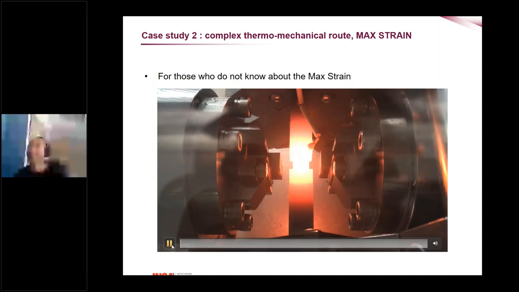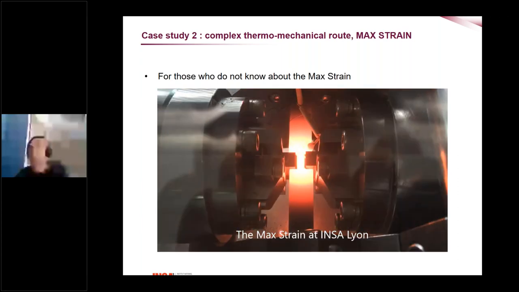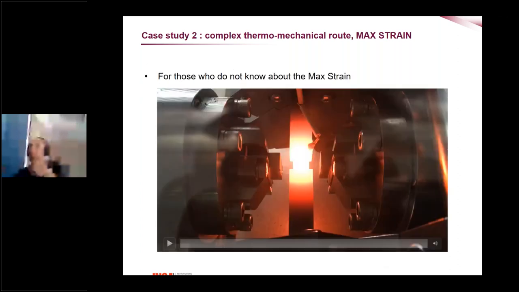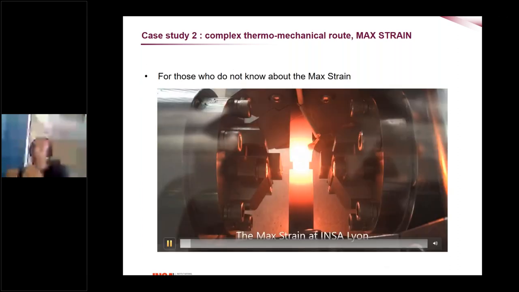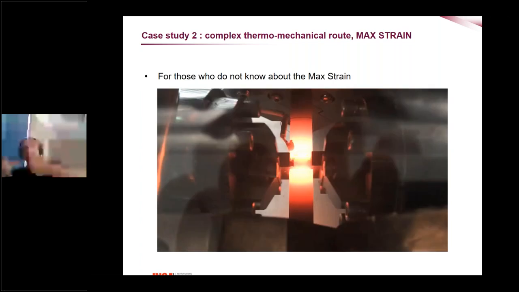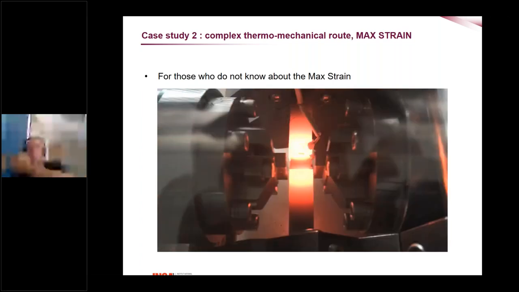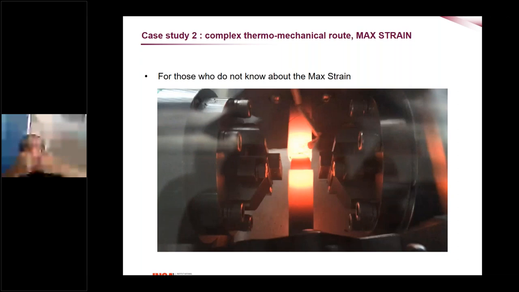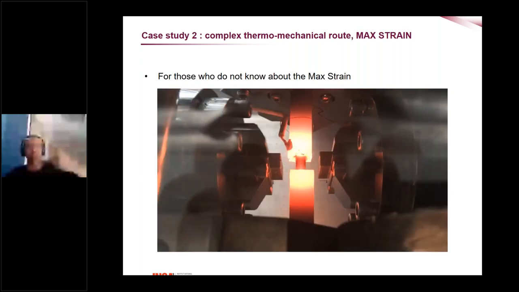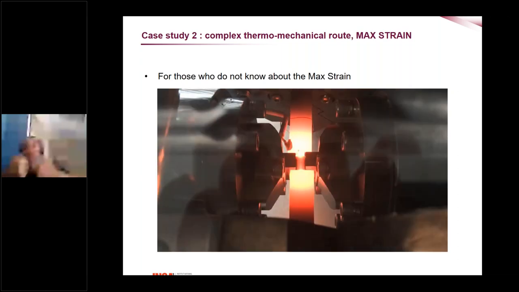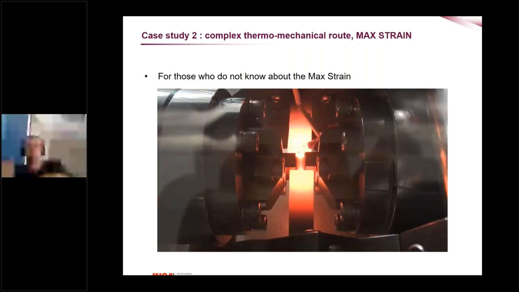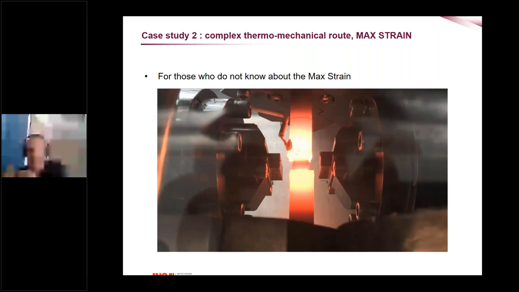So then you have the double compression, then the two anvils are removed on this side, then the sample is turned by 90 degrees, then you make a double compression, you remove the anvils, you turn by 90 degrees, and so on. So this is a double compression, and between every compression you turn your sample by 90 degrees.